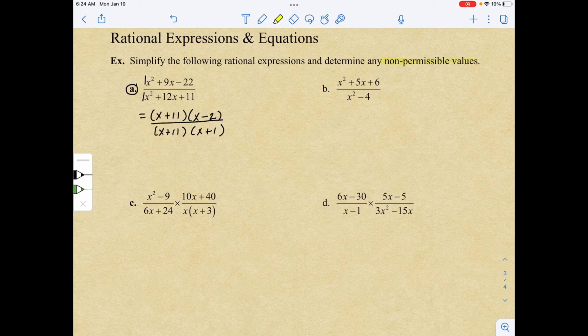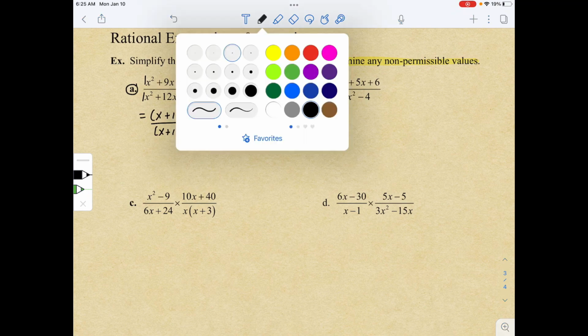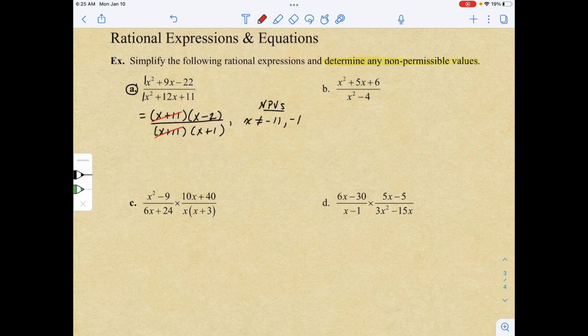want to find our non-permissible values. So it's determining non-permissible values. So we know by looking at this that x cannot equal negative 11 or negative 1. So those are our NPVs. And once we have factored, we can cancel our two common factors, and our final answer is x minus 2 over x plus 1.